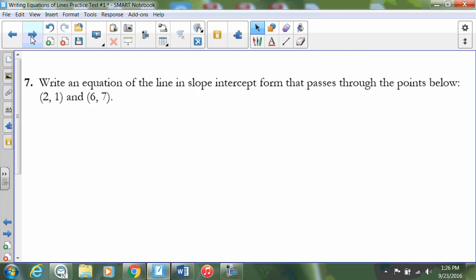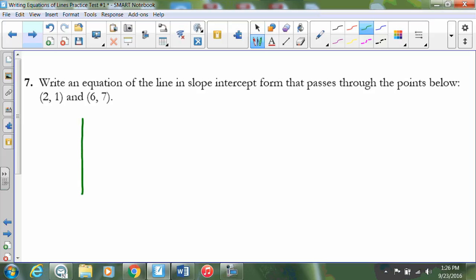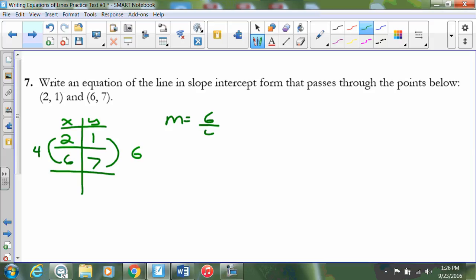Okay, write an equation of the line in slope-intercept form that passes through... Okay, they give us 2 points. And in class, when they gave us 2 points, I showed you the quick way to find the slope is to put the points in an XY table. So 2, 1 goes in there, 6, 7 goes in there. We're going to go ahead and find the slope. 7 minus 1 is 6. 6 minus 2 is 4. So we go ahead and say the slope is 6 over 4. You could use that, or you could reduce to 3/2. I'm going to go ahead and use 3/2.